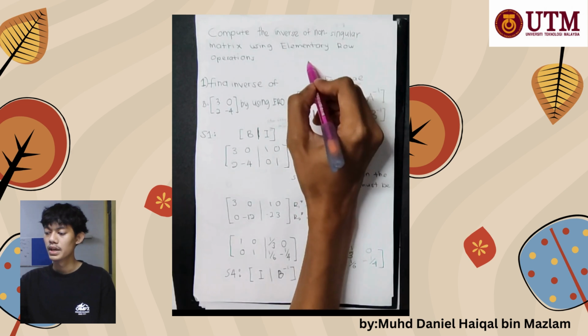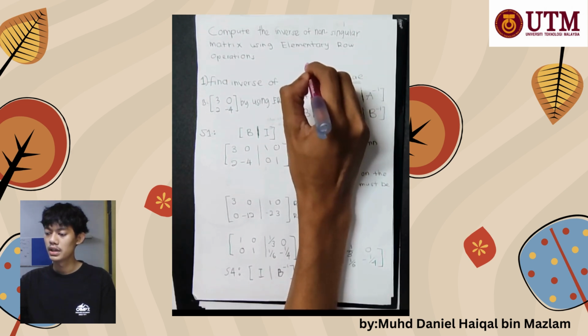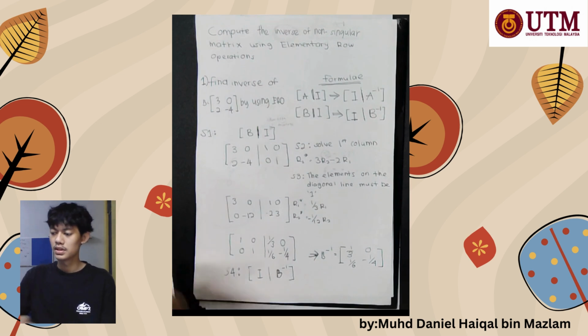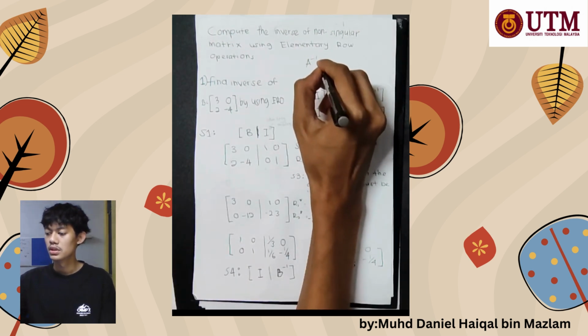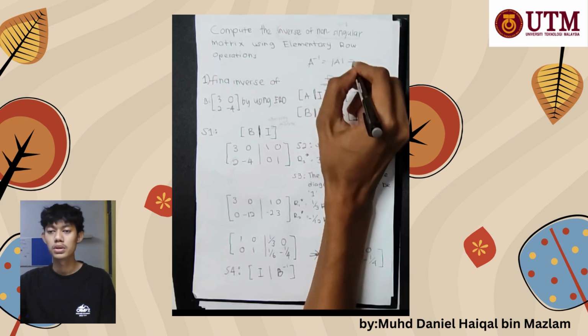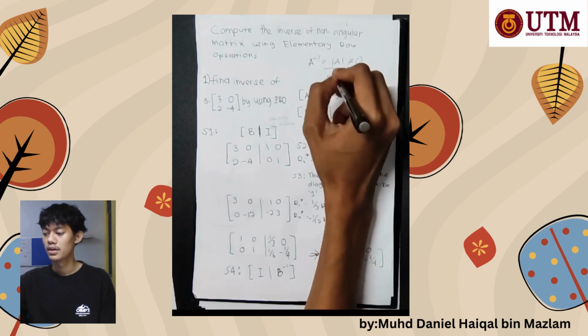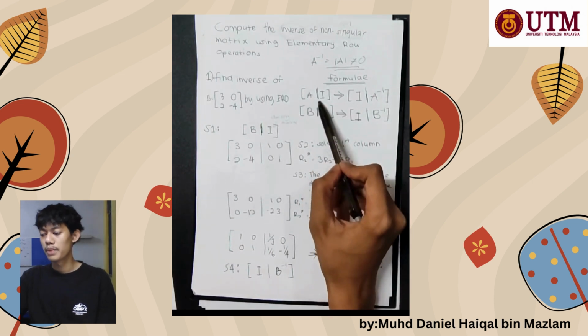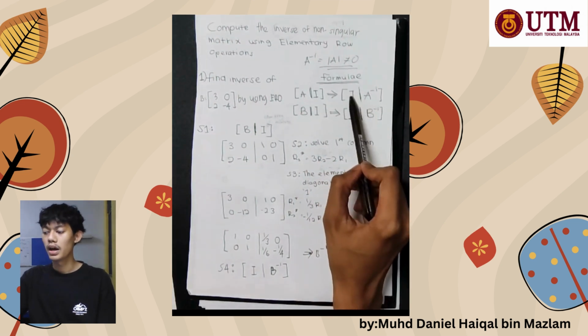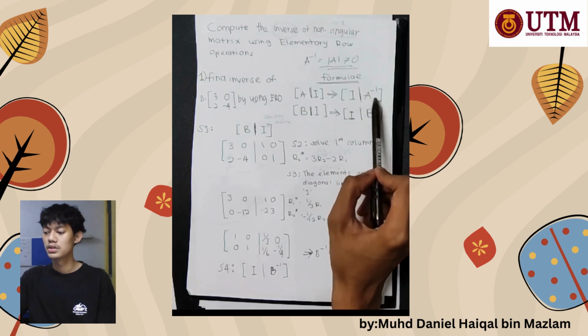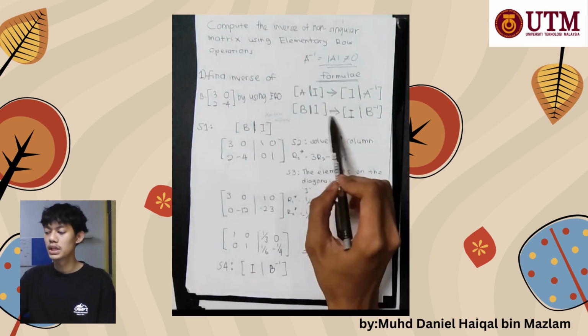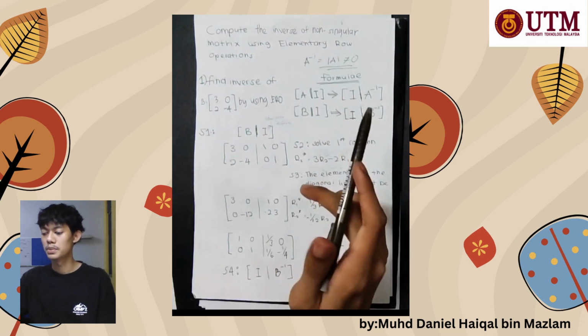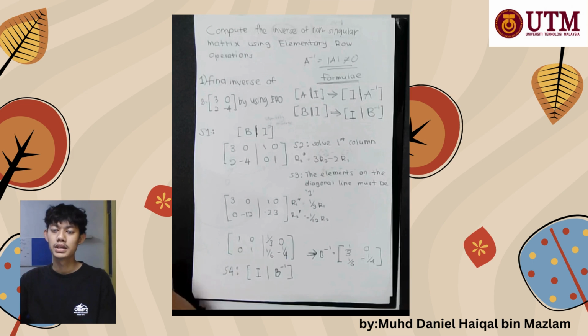It means A inverse exists if the determinant of A is not 0. The first thing you must know is the formula: A palang I will be I palang A inverse, or maybe it can be B or C, like I show on this paper. Let's proceed to my simple question, 2 by 2.